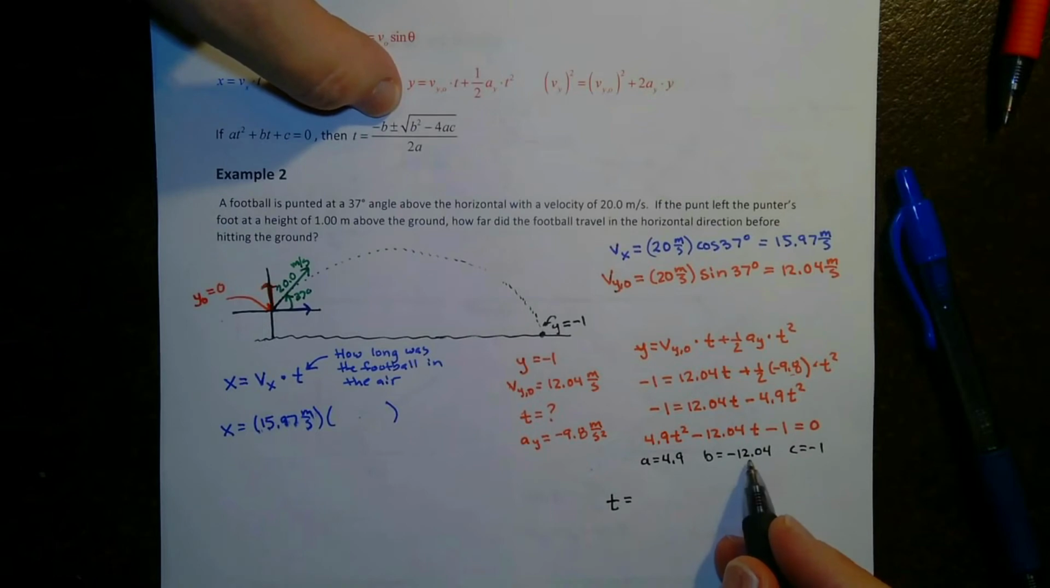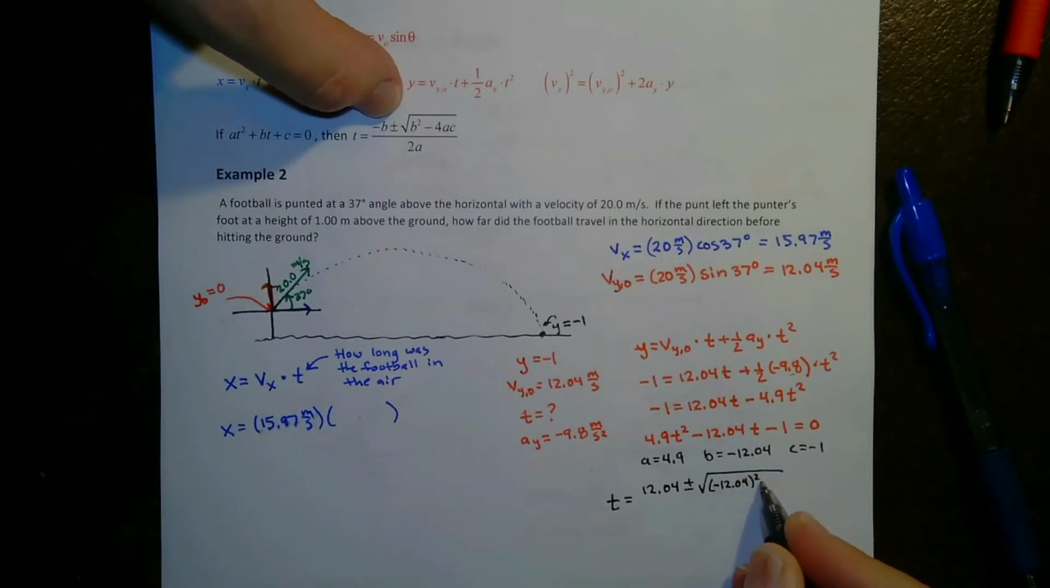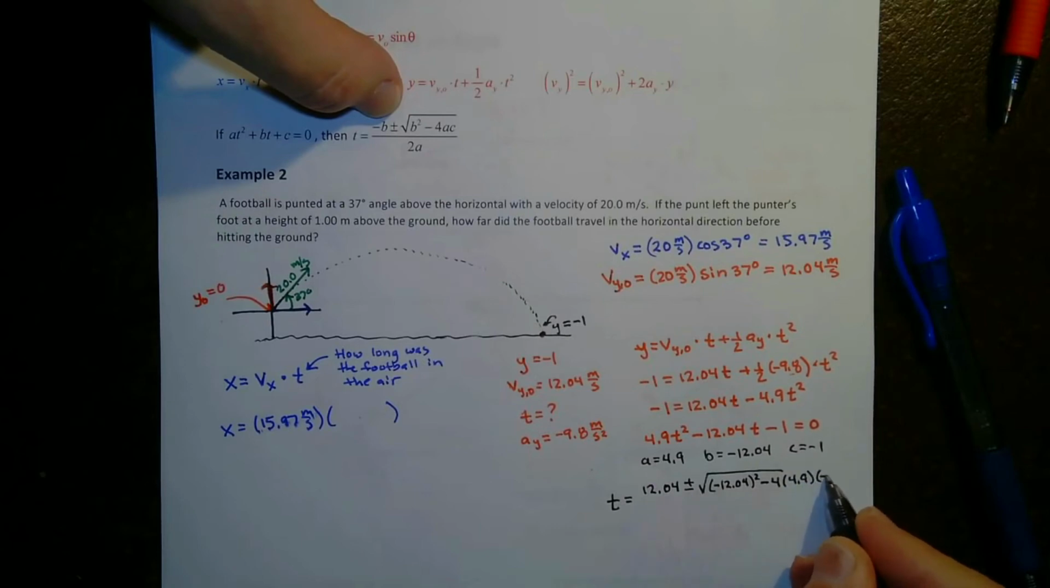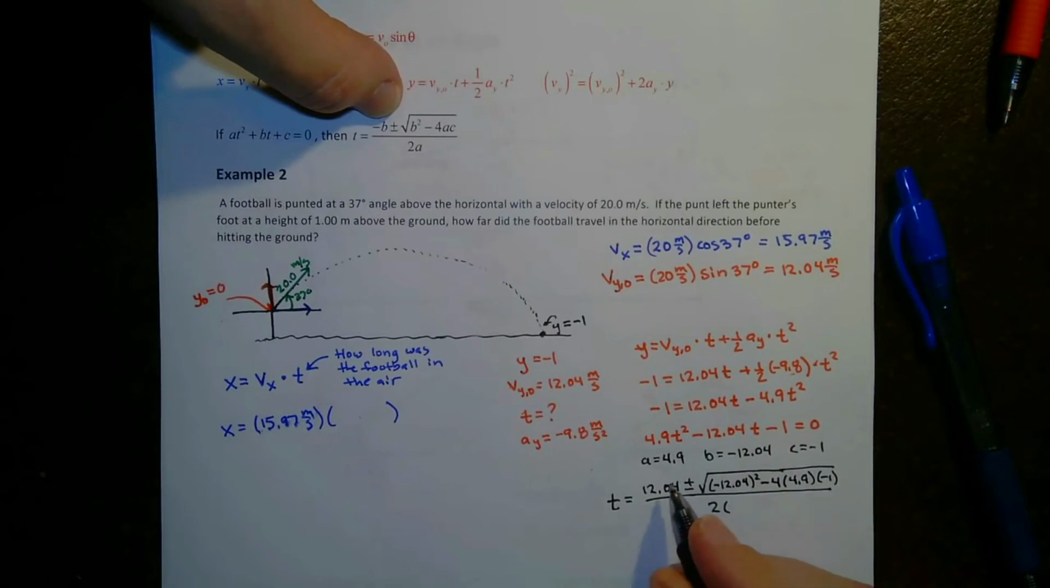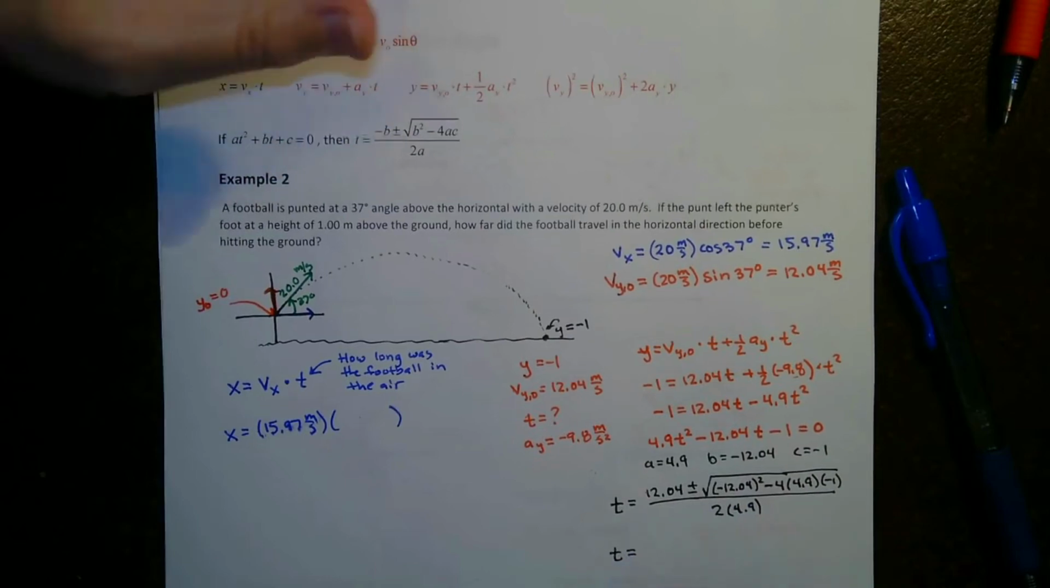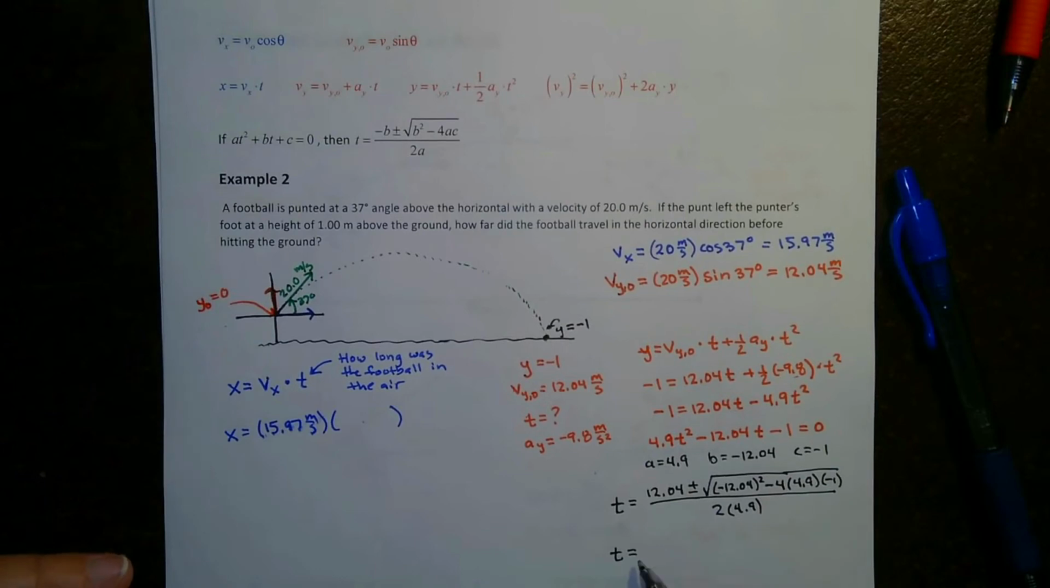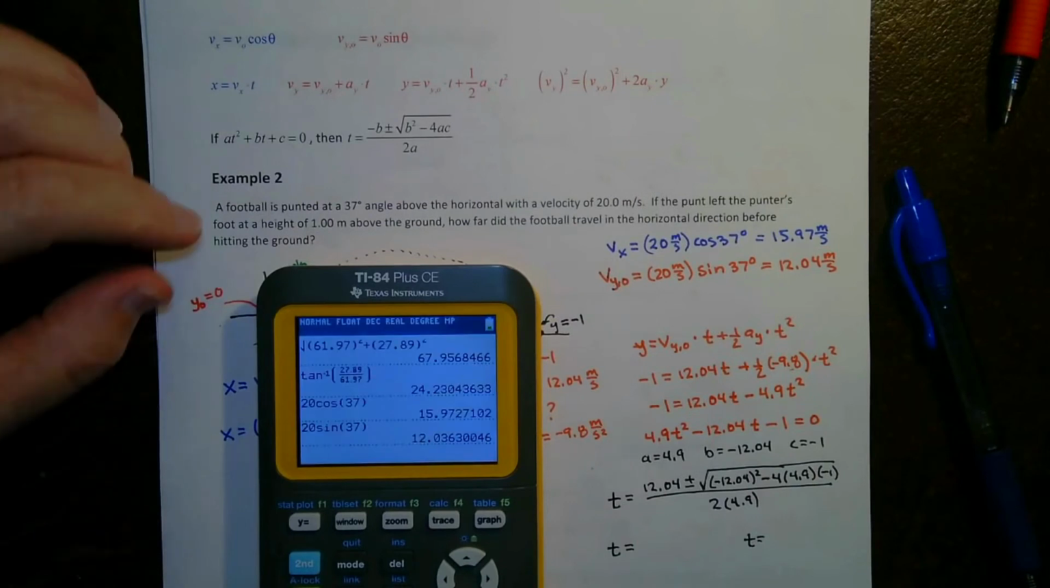So t is equal to -b, so that'd be 12.04, plus or minus the square root of b squared. So that'd be -12.04 squared minus 4 times my a, which is 4.9, times c, which is -1, all over 2 times a, which is 4.9. Okay, so this is going to give me two answers, a positive value, and I think it's going to give me a negative value. Okay, so we're going to put this into our calculator.